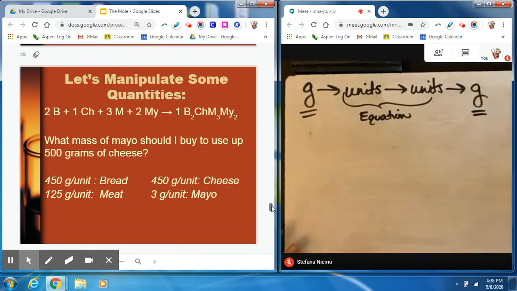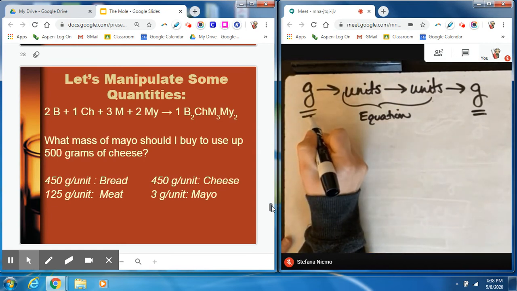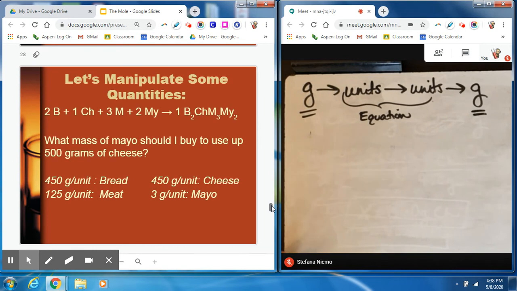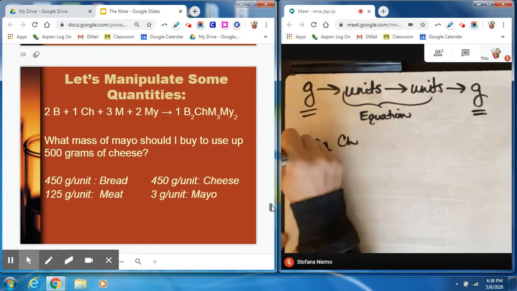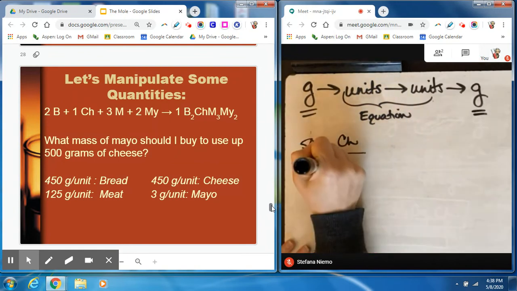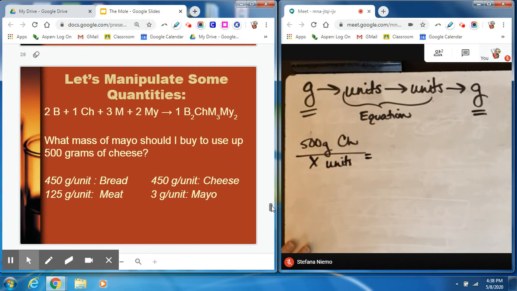And we'll ask ourselves, what if I want to use up 500 grams of cheese? How much mayo should I buy? So we look at our relationships again, right? We start here: grams of the thing I know to units of the thing I know. In this case, I know that I have 500 grams of cheese. So how many units of cheese is that?